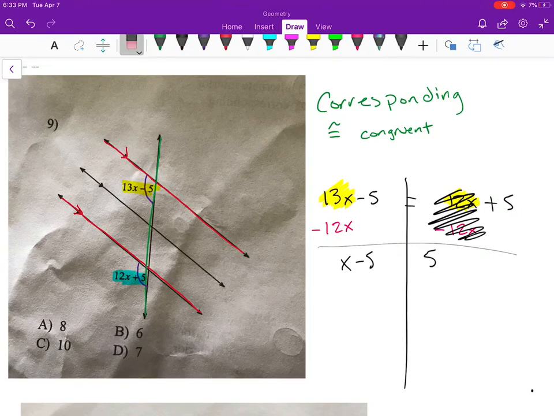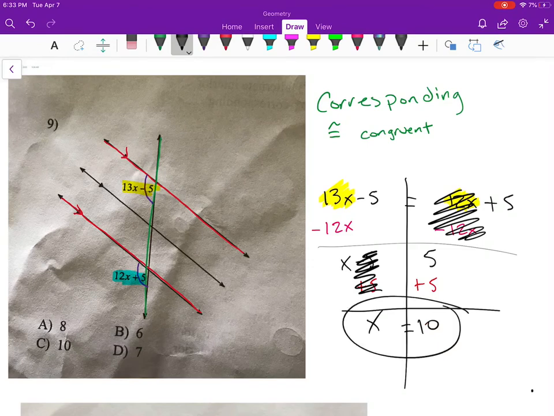At this point, I want to get that x by itself. So I want to get rid of that minus 5 by adding 5. Of course, you've got to do it to both sides. Negative 5 plus 5 cancels out, and I've got my x by itself. 5 plus 5 is 10. There's my answer: x equals 10, okay?